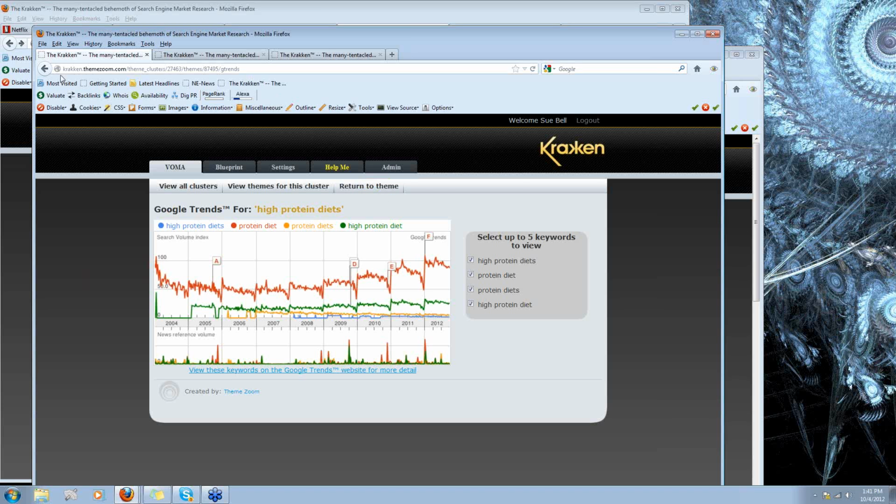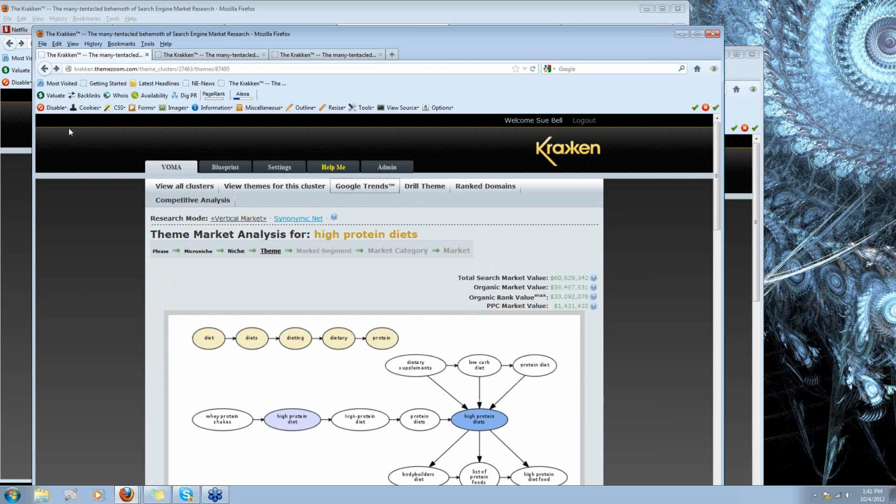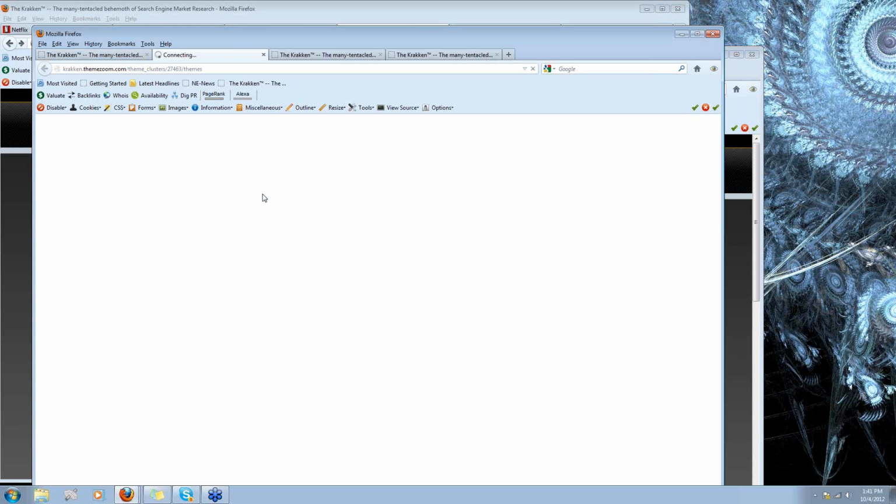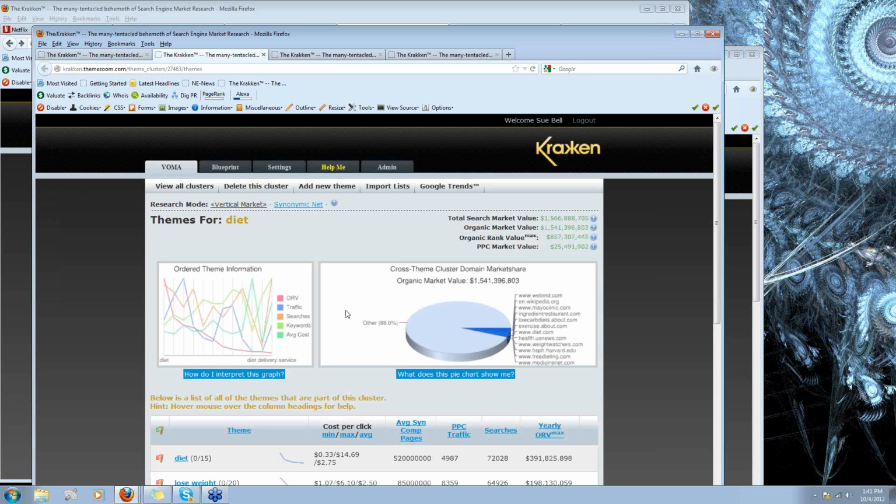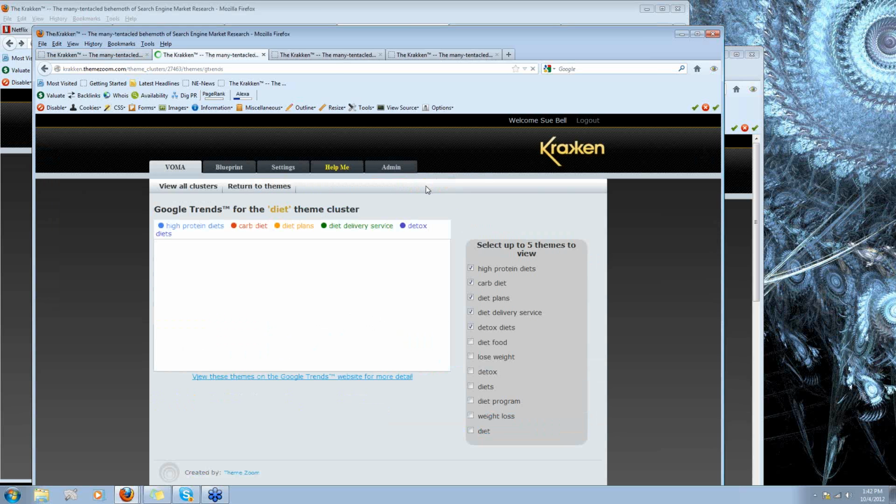So that's one of the really cool advantages. There's one other thing that we can do. Let me open this link in a new tab and take a quick look at the cluster overview. And you can also take a look at Google Trends here.